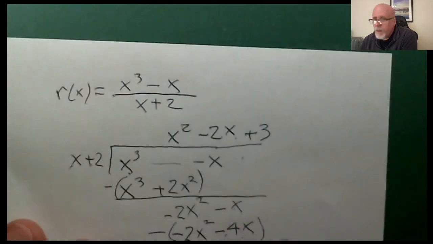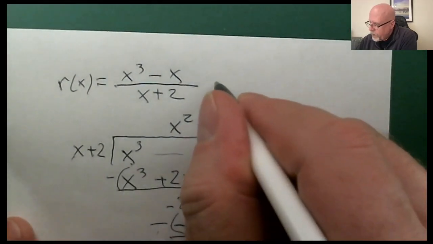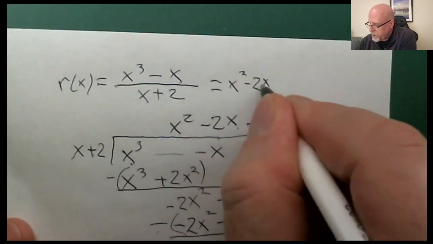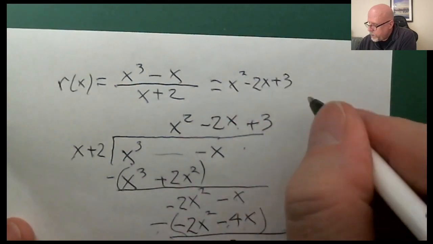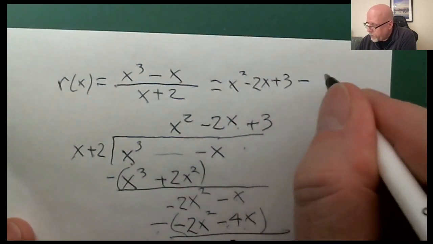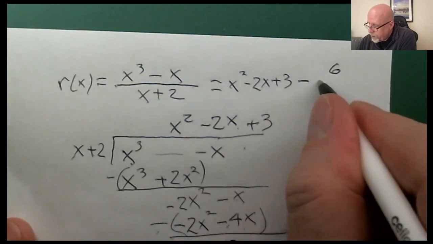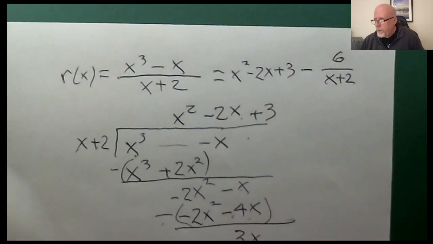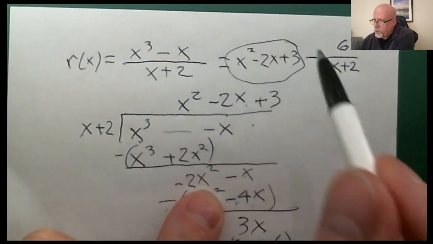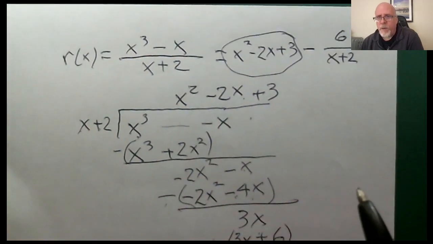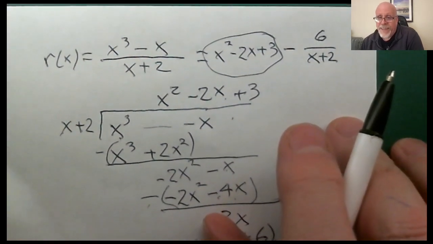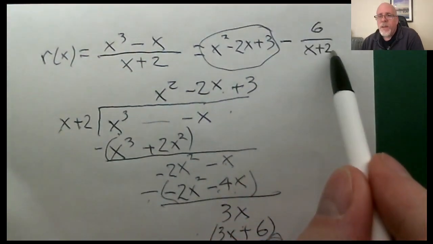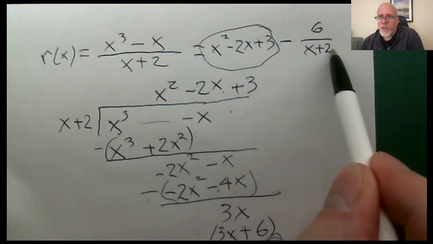But this means, let me come back to what our r of x is. R of x can be re-expressed as the quotient we got plus, well, I might as well say minus, because 6 is the remainder we got, divided by x plus 2. And this guy holds our asymptotic behavior, it is literally the thing that r of x will be asymptotic to. And this other piece is guaranteed to go to 0 as x gets bigger.